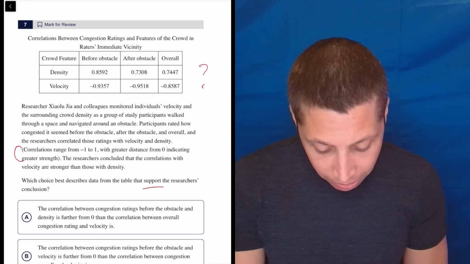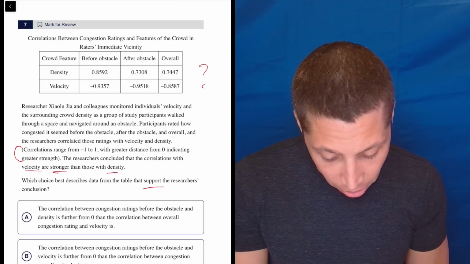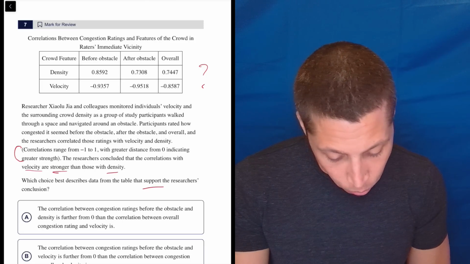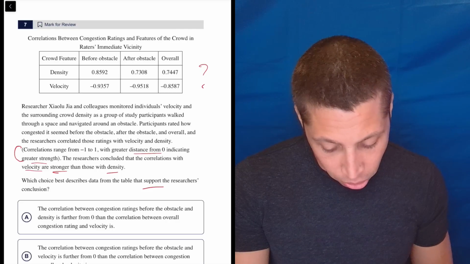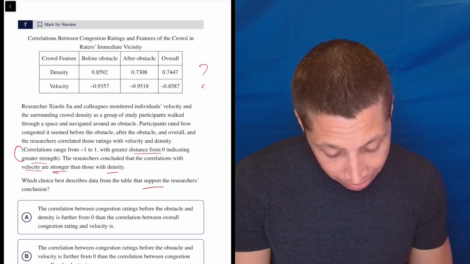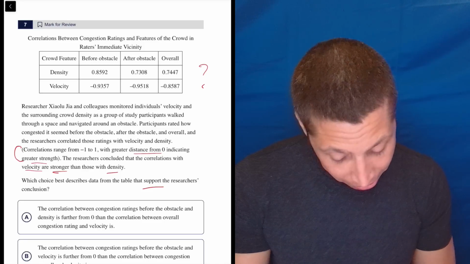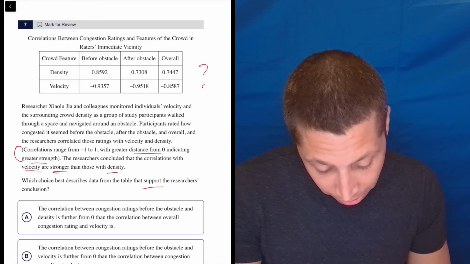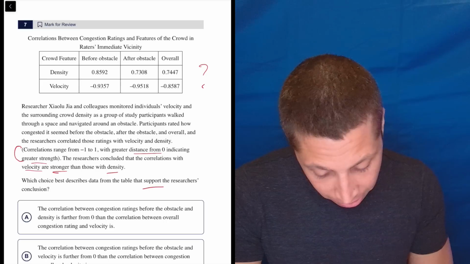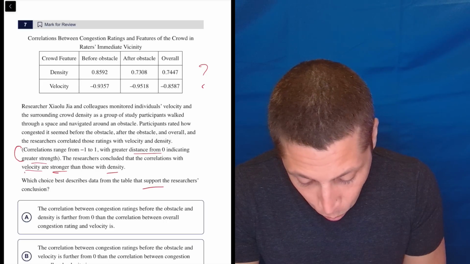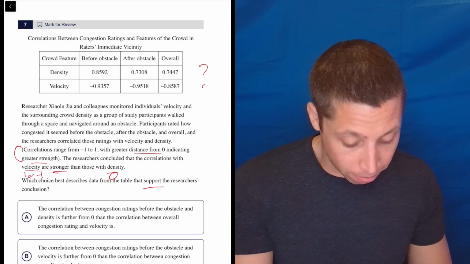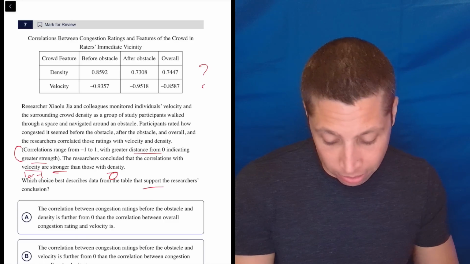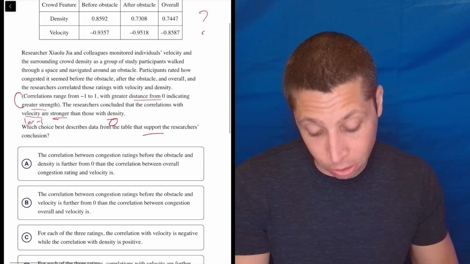The researchers concluded that the correlations with velocity are stronger than those with density. So, okay, velocity is stronger than density because correlations with a greater distance from 0 are greater strength. I don't even know if there's any point to summarizing this, right? Greater strength is going to be close to 1 or -1, and this is going to be close to 0. That's basically what I'm getting from this, right? So let's see if there's anything in these choices.